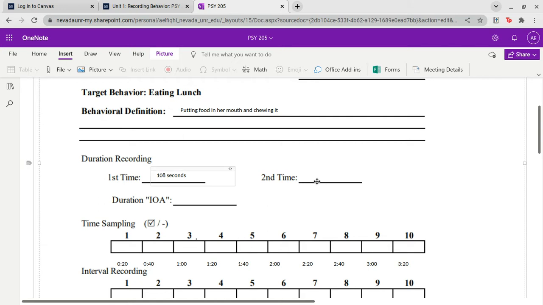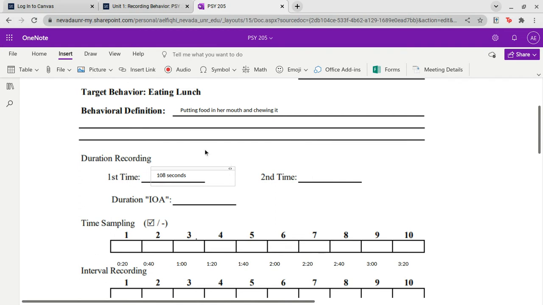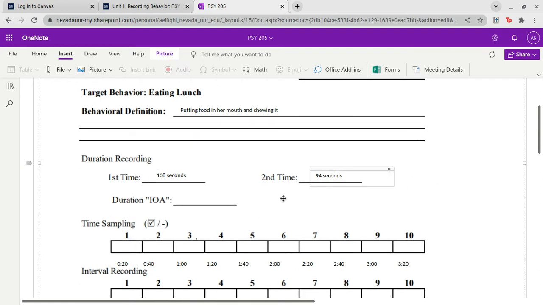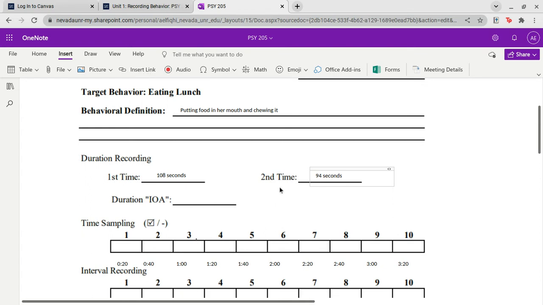So then you would go through the video and watch it a second time. And then you would probably get a lower number since your definition is going to be a little bit more specific. So let's say the second time you got 94 seconds. So between these two durations, you're going to want to find the IOA, and we know that to find this, you divide the lower number by the higher number. So we would do 94 divided by 108.